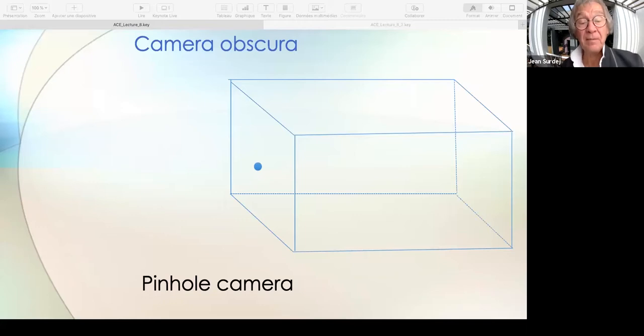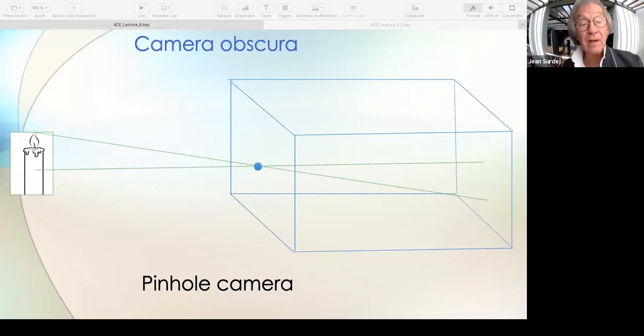So here is an example. Here is a pinhole camera. Here is a candle. And here are represented light rays coming from different parts of the candle. And of course, we understand that on the butter paper, what will appear here is an inverted image of the candle.